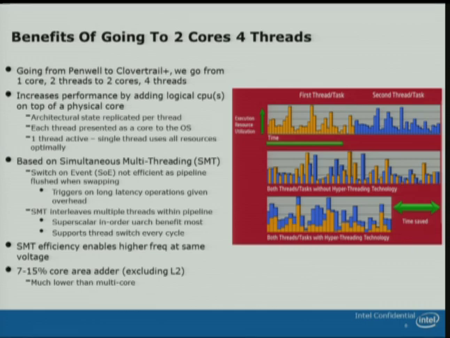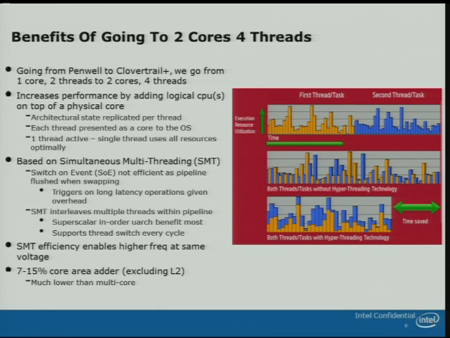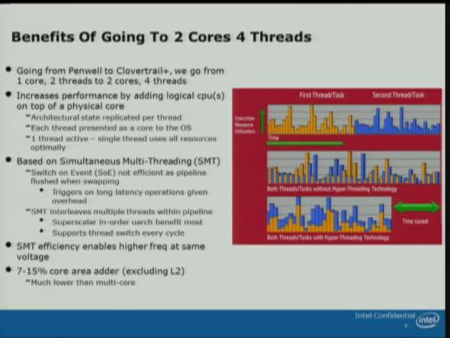The Medfield platform, like we talked about, had one core with 2 threads. And we went to 2 cores now with 4 threads. And this increases performance by adding additional logical CPUs on top of a physical core. The threading, with 4 threads, as far as the operating system is concerned, it looks like it has 4 cores, 4 logical processors. And the architectural state is replicated per thread.